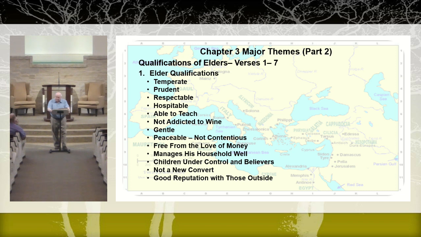Somebody's not able to stand in front of a group and teach, but they can teach one-on-one. They can teach one-on-one or one-on-three or one-on-two. Yeah, that's fine. You have to do both as an elder. My opinion, you should be able to do both, and that's the sense of this word. Not that you have to, but that's the sense of the word.